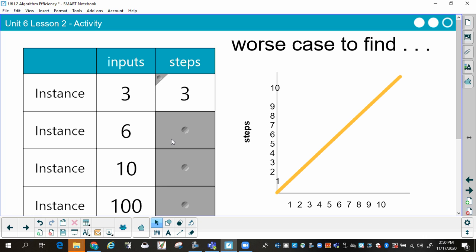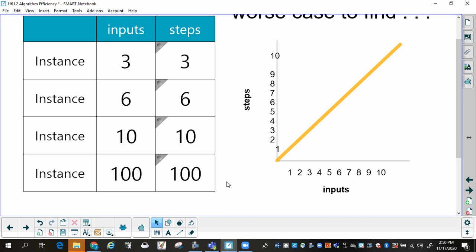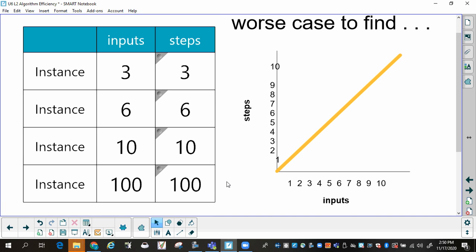If I have 6 different things, I'm going to have to check all 6 before I can rule out that it is or is not in the list. 10 goes to 10, 100 to 100, and so on. Every time I add another ticket, it adds another step.